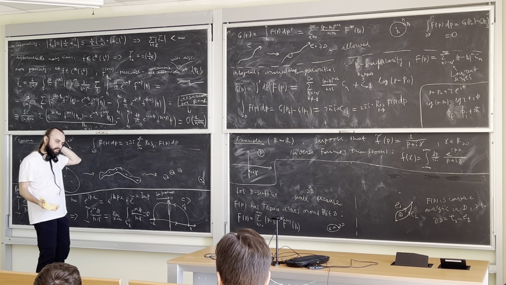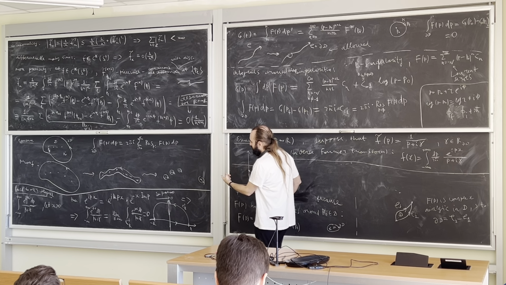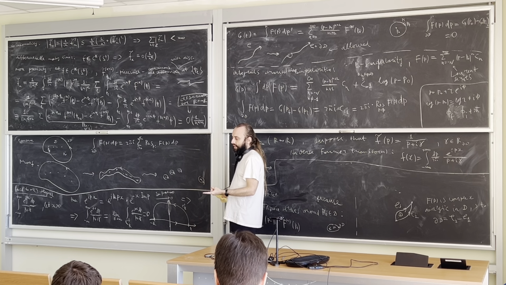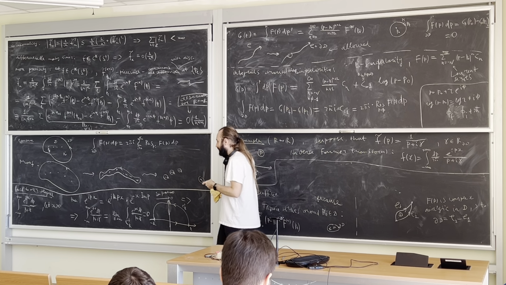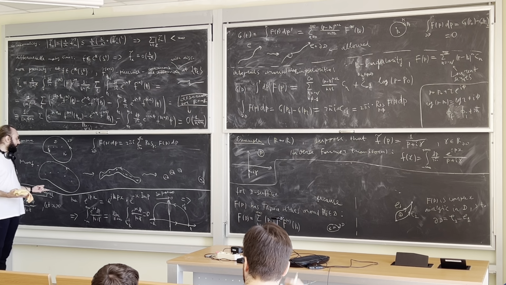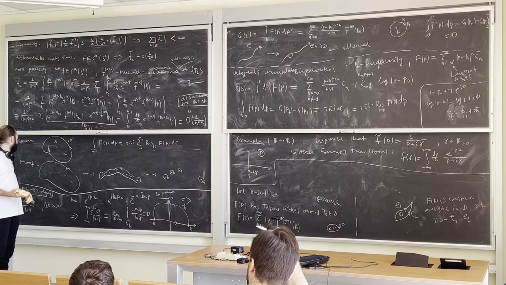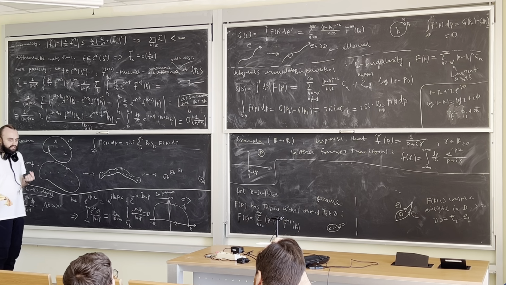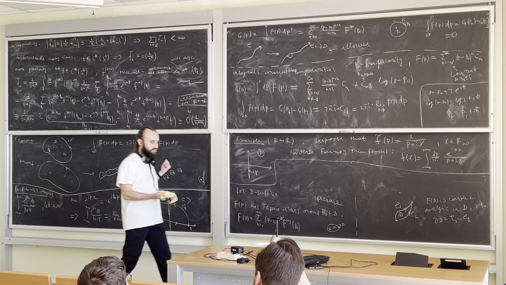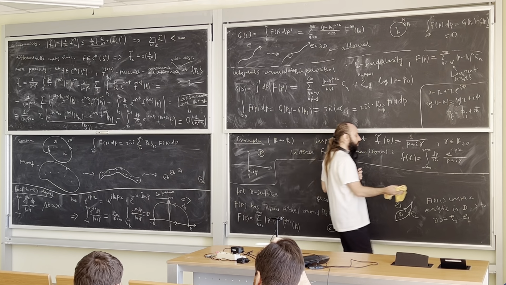You may see here that if a function goes to 0 when p goes to infinity, and if it is analytic in the upper half plane, then its Fourier image vanishes for the positive axis. So it's a general phenomenon.